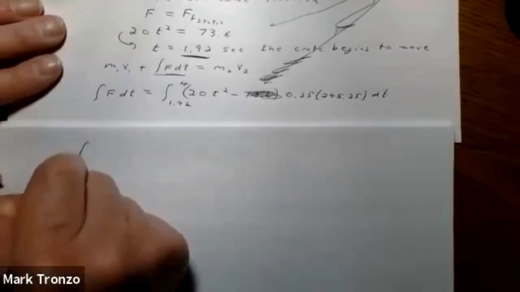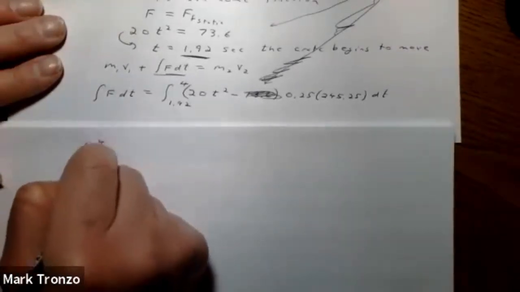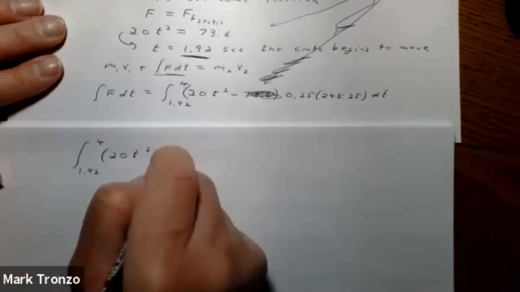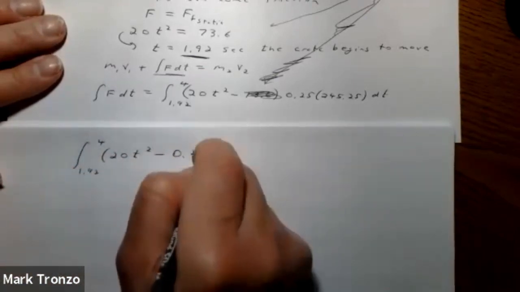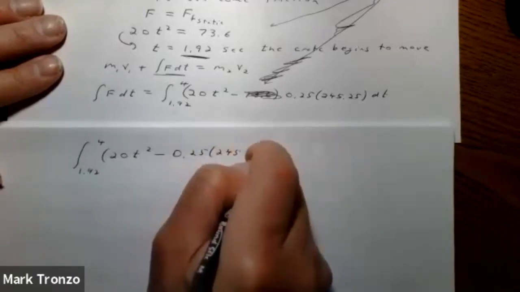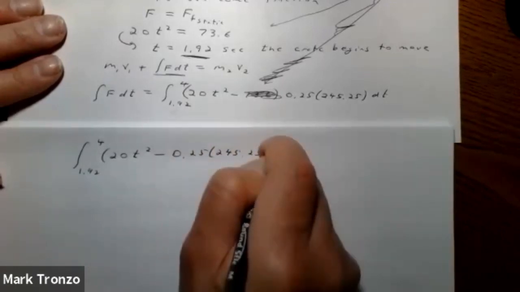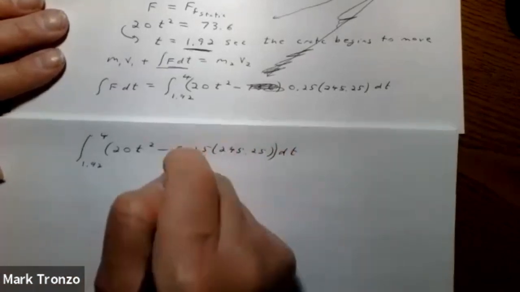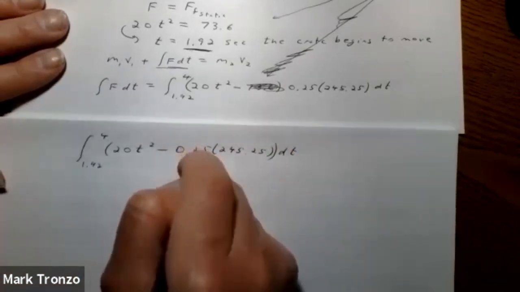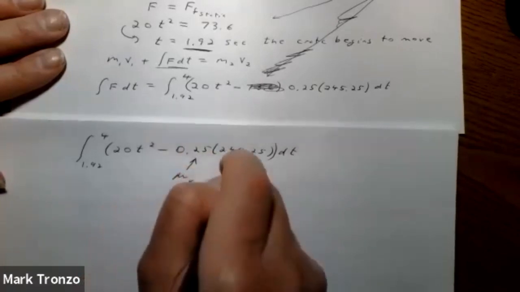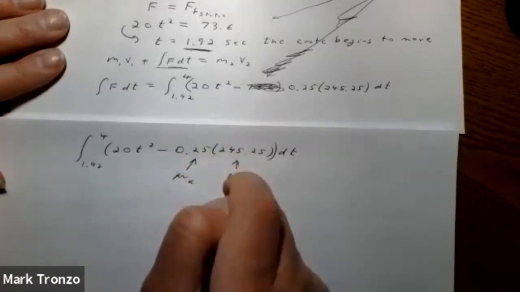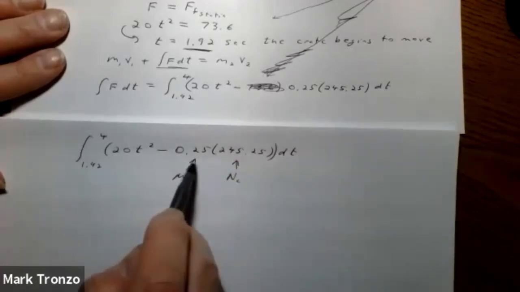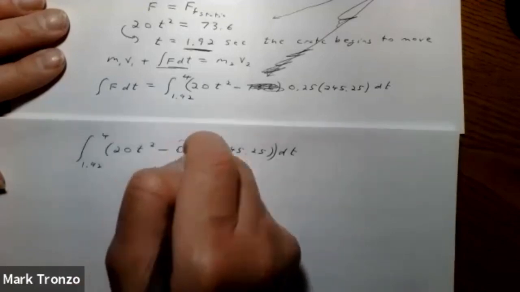Let me rewrite that. That's pretty messy. So it's going to be the integral from 1.92 to 4 of 20t squared minus 0.25 times 245.25 dt. Again, this is mu k times the normal force. Sometimes we call it N C. So in other words, this is friction here.